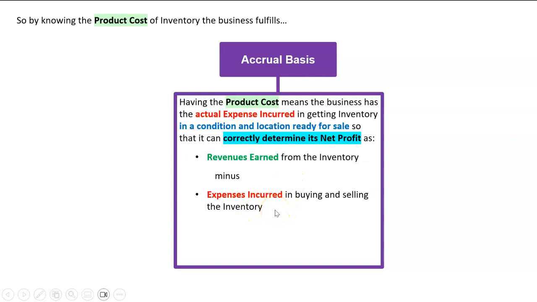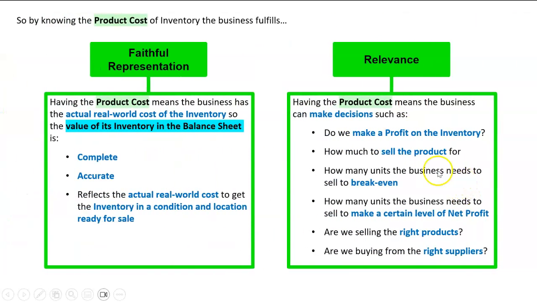And now we have a bit of a theoretical basis as to why we should do product costing. So if you get asked why, and it says use an accounting assumption to back up your answer, we'll use accrual basis. Maybe you get asked why, and it says can you give us a qualitative characteristic, or we could use faithful representation or relevance.